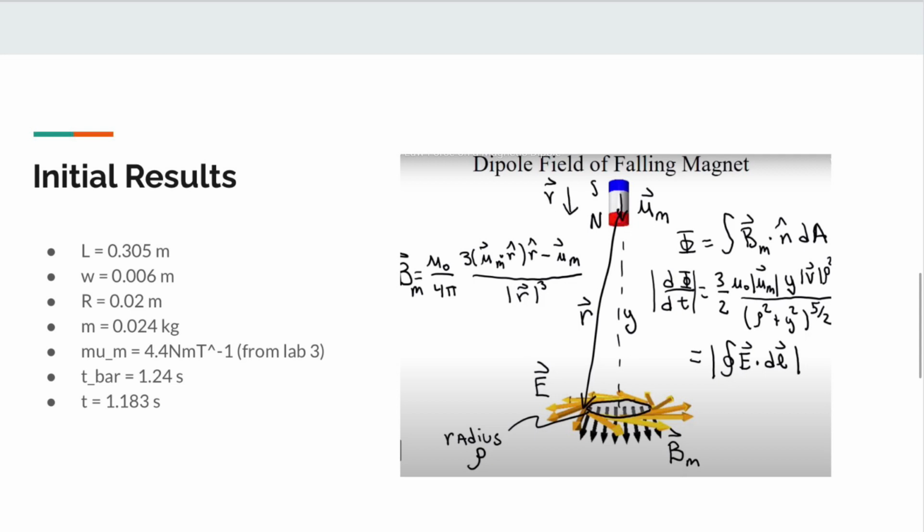The initial results of this lab were that the aluminum tube had a length of 0.305 meters or 1 foot. It had a width of 0.006 meters, a radius of 0.02 meters, a mass of 0.024 kilograms, and a mu value of 4.4. This value was gathered from Lab 3. An experimental value of t being 1.24, and then a computational value of time being 1.183.